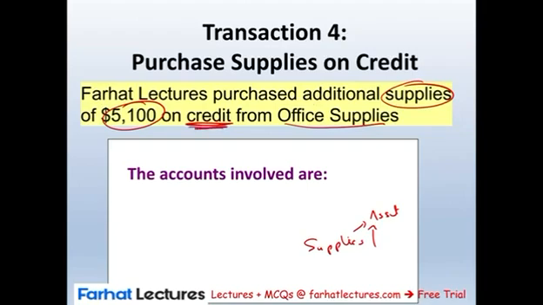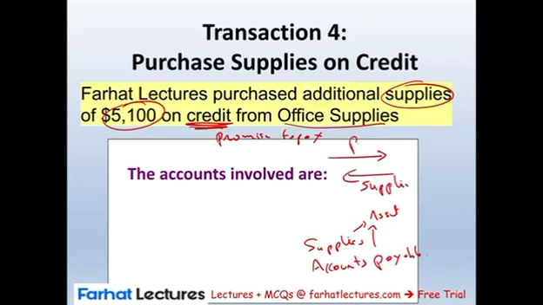On credit means we promised to pay. It means we have a liability. If we made a promise to pay, we have to pay in the future. Because we purchased something and we're going to be paying for it later, we exchanged a promise for an asset. Accounts payable is the other account. So simply put, we received supplies.